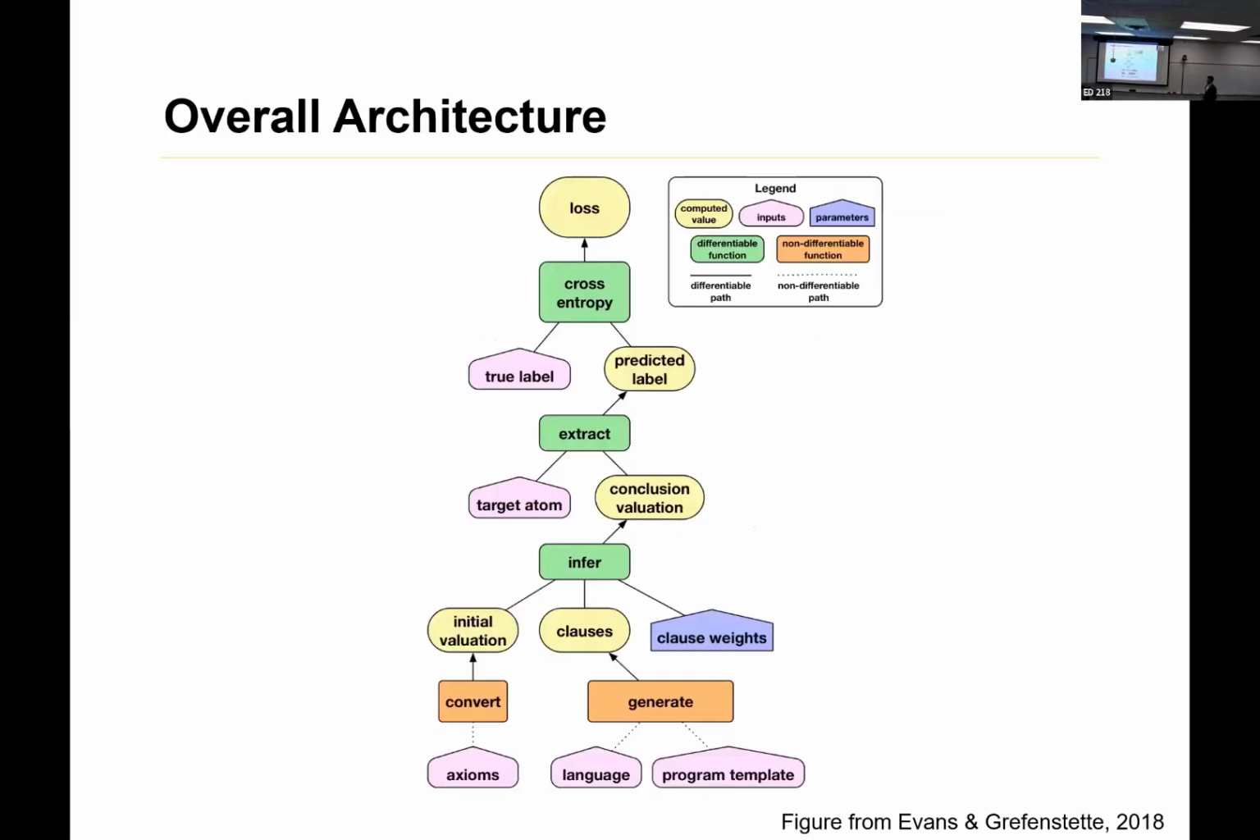And so you can kind of see in this flow here, what's going on is they have the axioms, which is the base knowledge set B, just converting that into a vector, and then it has the language and the templates, which generate all the clauses. There are the clauses and the weights, initialized at whatever starting point you have. Infer, this is running gradient descent on the neural infrastructure. Here's your conclusion. Now you compare it with your target value. Cross entropy loss is what I showed you before. And that's kind of the flow of everything.